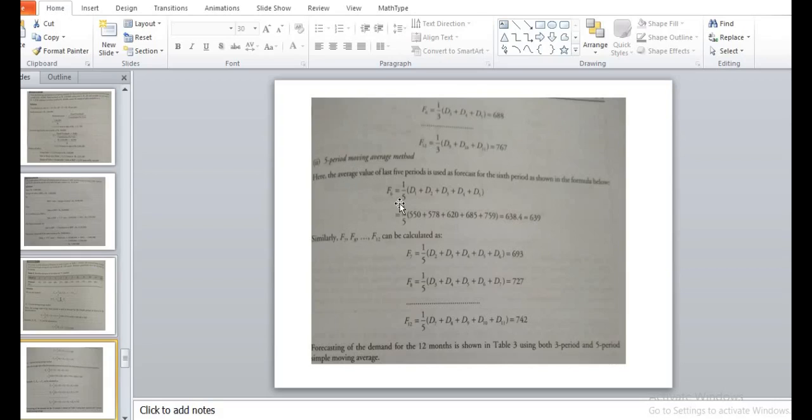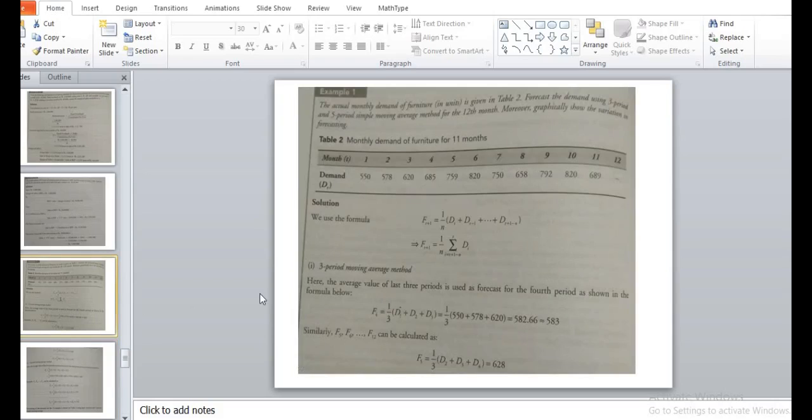Similarly for the 5-period moving average method, we consider 5-month data. So n now changes to 5. For F6, with 5-month data, we cannot calculate before this, since we do not have 5 months of data earlier.